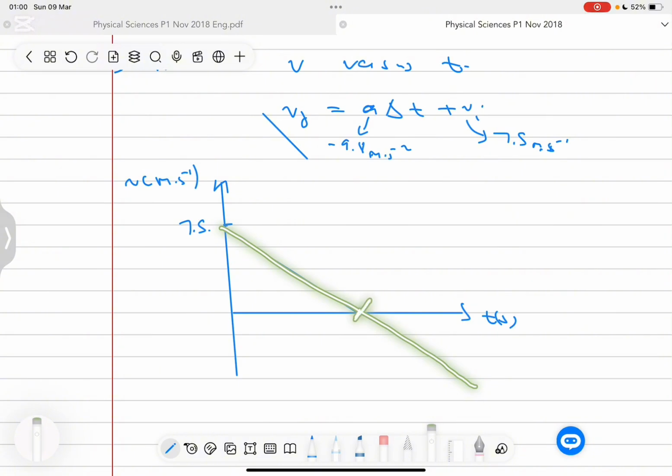But we know that from here to here represents the upward motion. We discussed that when we did our graphs. And this part here represents the downward motion. So we are not interested in the downward motion in this question.